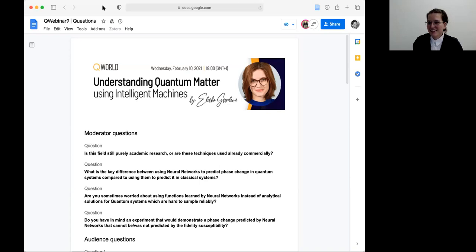I love that you mentioned fidelity susceptibility, right? Fidelity susceptibility is just like specific heat, but for quantum mechanics. It's amazing, right? But then indeed, you calculate it by calculating overlaps of two wave functions. So if you don't have them, then it's problematic.